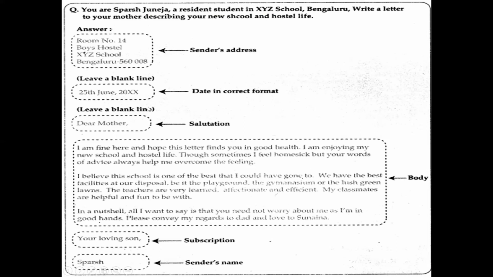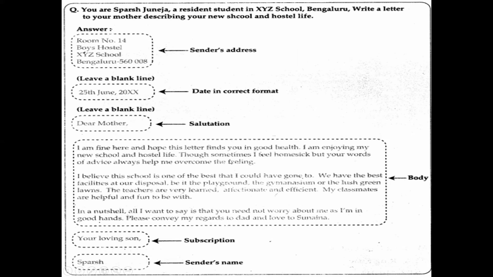After writing the date, you have to leave one line and write the salutation. Here it is, dear mother. Then you can find there are 3 paragraphs. The first paragraph is an inquiry about the health. I am fine here and hope this letter finds you in good health, and I am enjoying my new school and hostel life. Though sometimes I feel homesick, your words of advice always help me overcome the feeling.